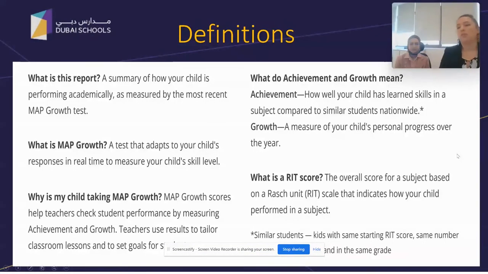So to start off, you're going to be receiving a MAP growth report. On this report, it's going to have a couple of different definitions that I'm going to go over. Now, to start off, MAP is our external assessment that tests and assesses students on their academic achievement and growth throughout the school year against American curriculum expectations.